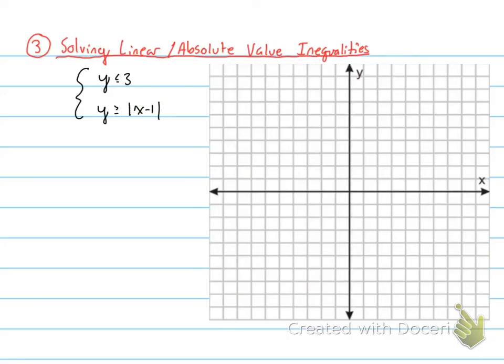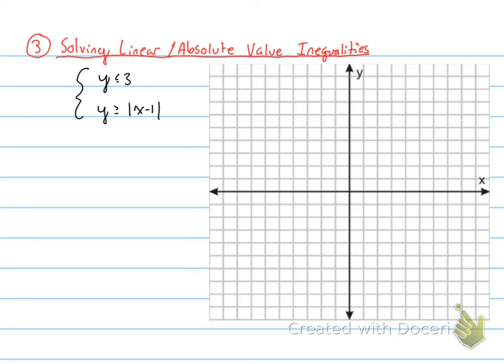Finally, last thing that I want to go over is just showing you one example of when you have a linear inequality and an absolute value inequality. There's nothing really new here, but I think sometimes just seeing a combination, I think it'd be helpful to see one example. Here I have y is less than or equal to 3, and y is greater than or equal to the absolute value of x minus 1.